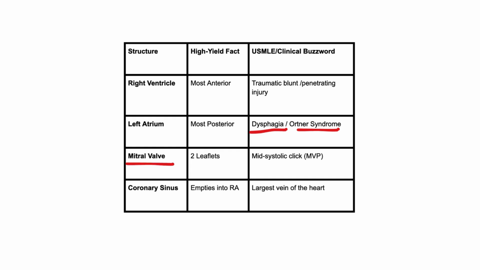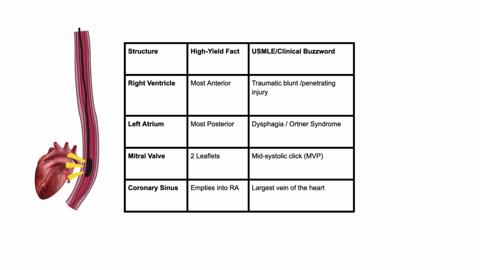The mitral valve, the only two-leaflet valve, as I said earlier, is associated with mitral valve prolapse, which presents as a mid-systolic click on auscultation of the precordium. And finally, the coronary sinus empties into the right atrium, and it is the largest vein of the heart, carrying the deoxygenated blood.